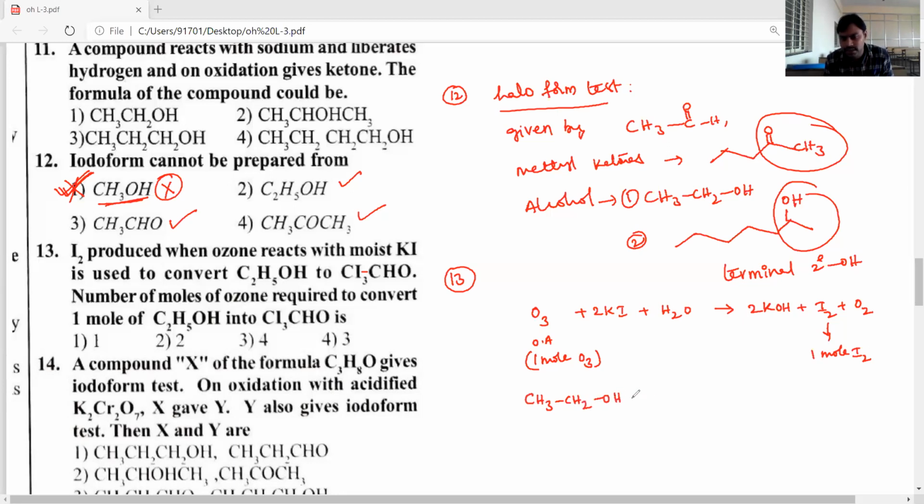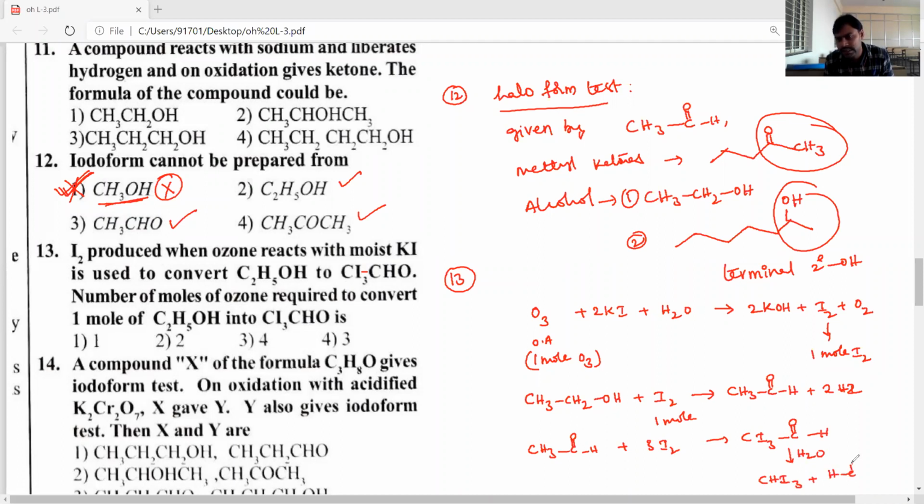This ethyl iodide: first, 1 mole reacts with 1 mole of iodine and is converted into CH3CH=C-OH plus 2HI, and this is 1 mole. Another 3 moles of iodine react with acetaldehyde to produce CI3CH=C-OH. Upon hydrolysis, we get CHI3, iodoform, plus formic acid.